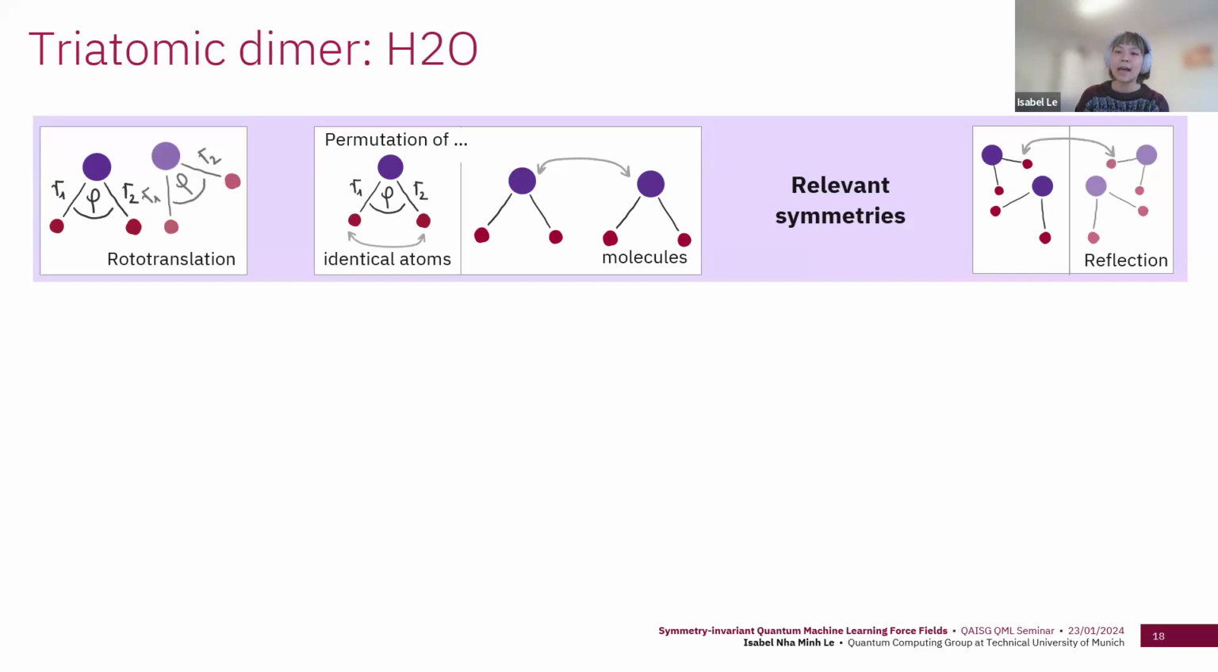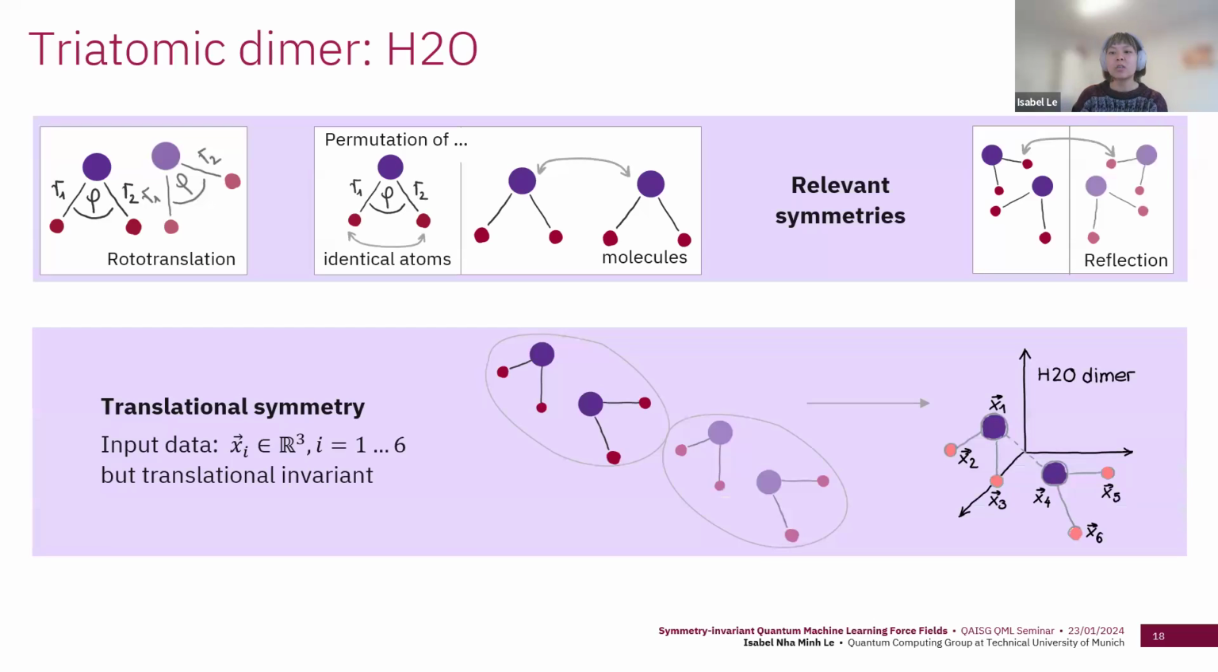Now we have a third example where we look at a triatomic dimer. So for example, two water molecules. And here, next to rototranslations and permutations of identical atoms, we also need to take into account the interchanging of both molecules and a reflection about a plane, an arbitrary plane. And as before, we include translational symmetry by fixing the origin to the center between the two unique atoms.